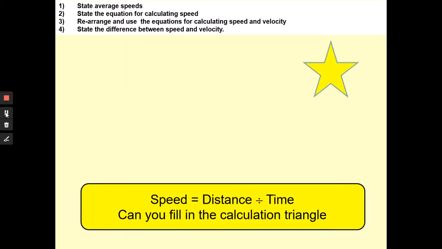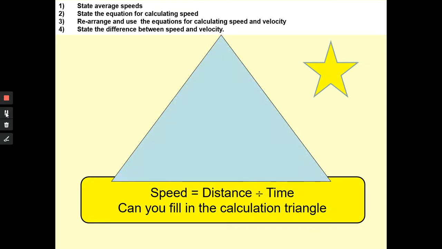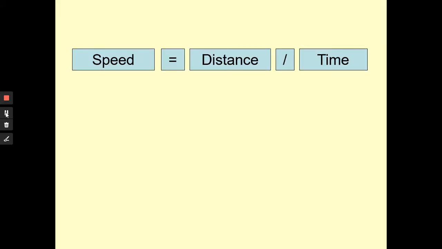Now, some of you quite like using calculation triangles, so you've got a triangle up there. What I'd like you to do is spend a few moments seeing if you can fill it in correctly, because sometimes it does help in an exam just to be able to jot it down in case you need to use it. So pause the video whilst you do that. So let's see how you get on.